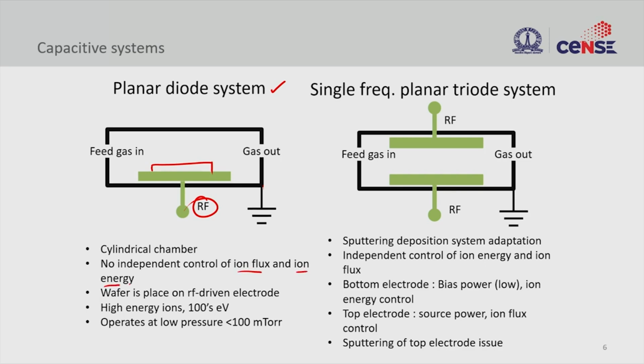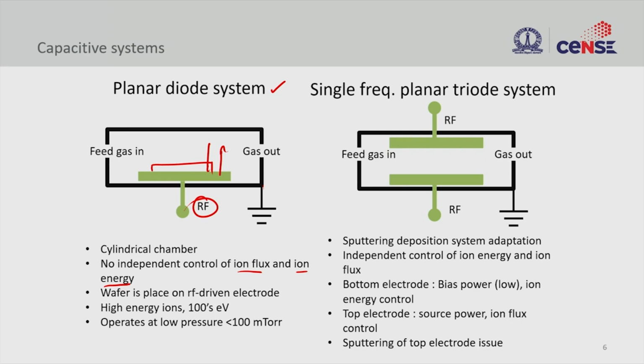What is flux? It is the amount of ions that you get, right? And the energy is nothing but the energy at which the ions come onto the substrate, right? Because you have both your wafer and your electrode on the same platform. Whatever energy you supply to the system also affects your wafer as well, right? So this will end up really sputtering the electrode.